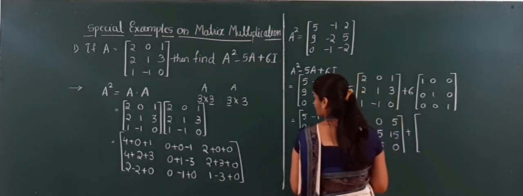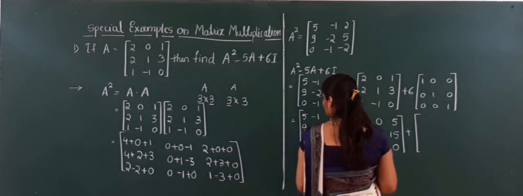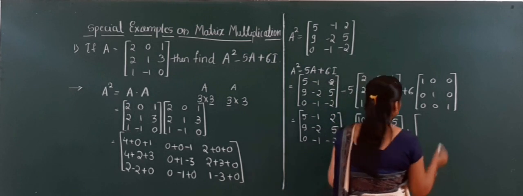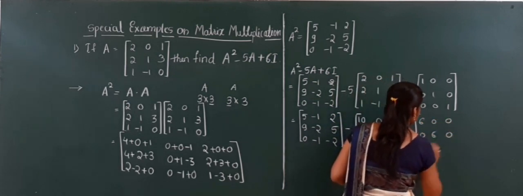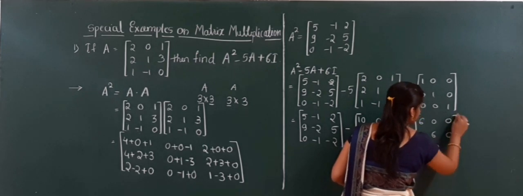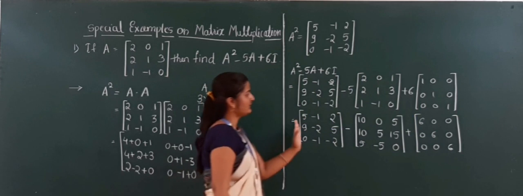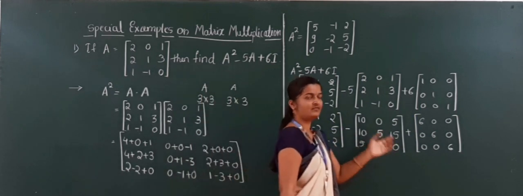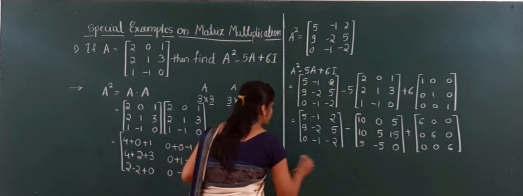6 into 6, 0 0 0 6 0 0 0 6. So next, how can we solve this? I have to subtract these two matrices, then for the result I have to add this matrix. So first I will subtract these two.